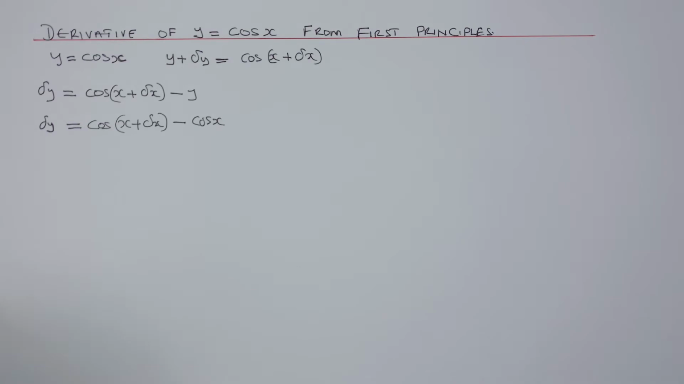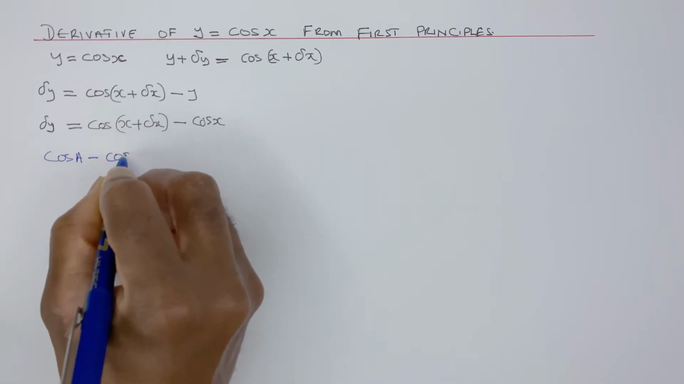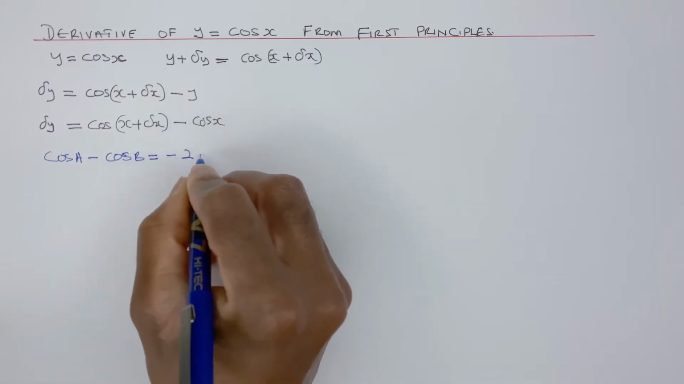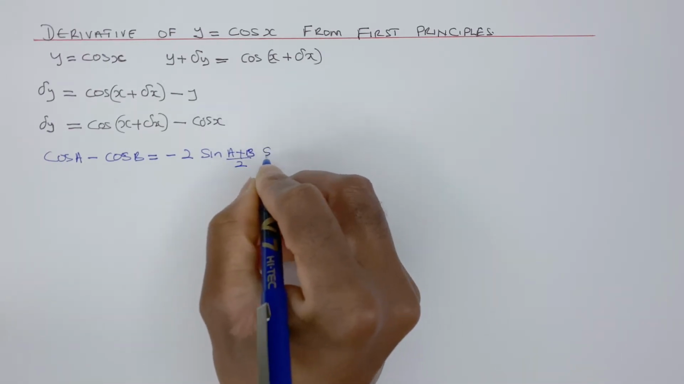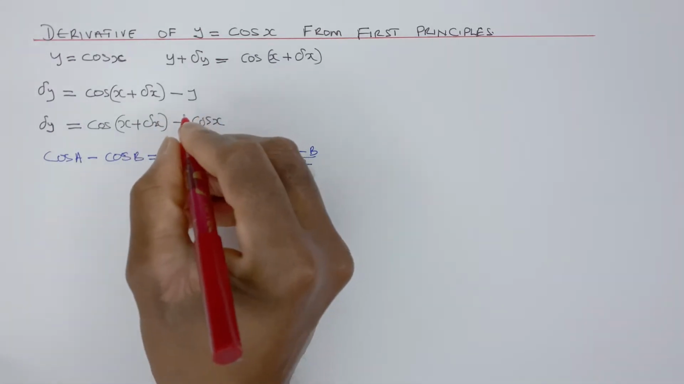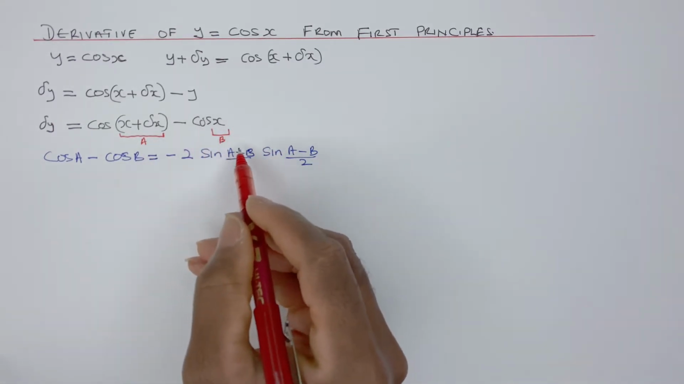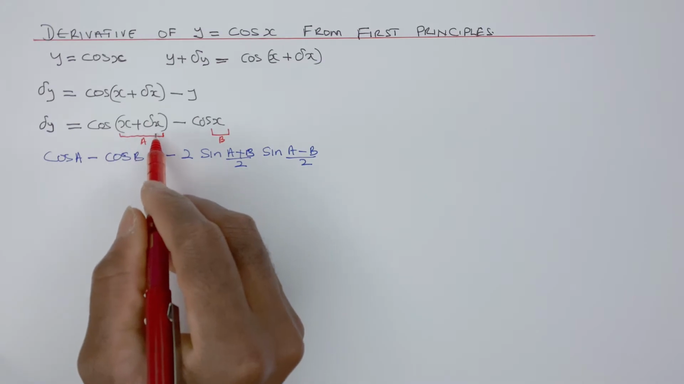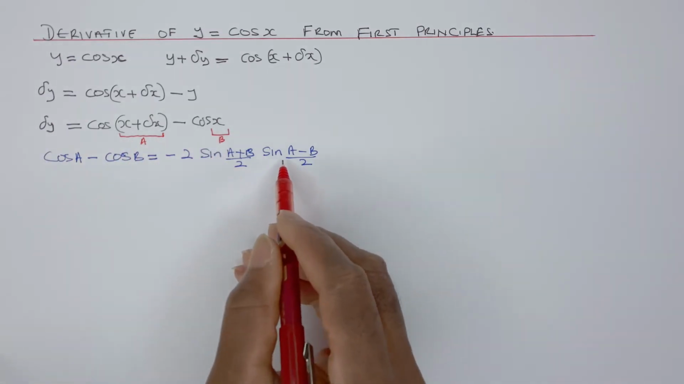In trigonometry, there is an identity that says cos A minus cos B equals minus 2 sine of (A plus B) over 2 times sine of (A minus B) over 2, where this is my A and this is the B. So I'm going to replace these into here, because I'm going to use these instead of that. This is cos A, that's cos B, and there's a minus there. So I'm going to rewrite these in terms of this sine.